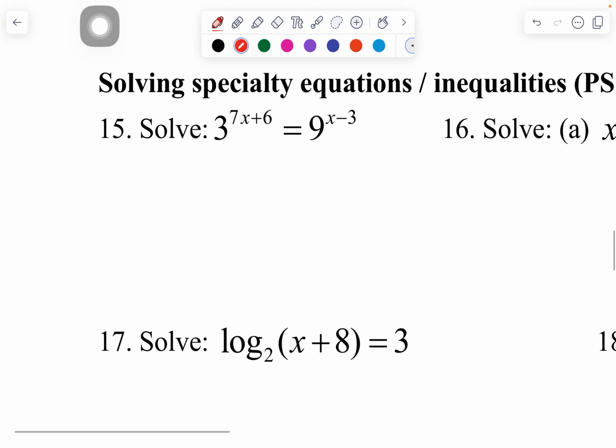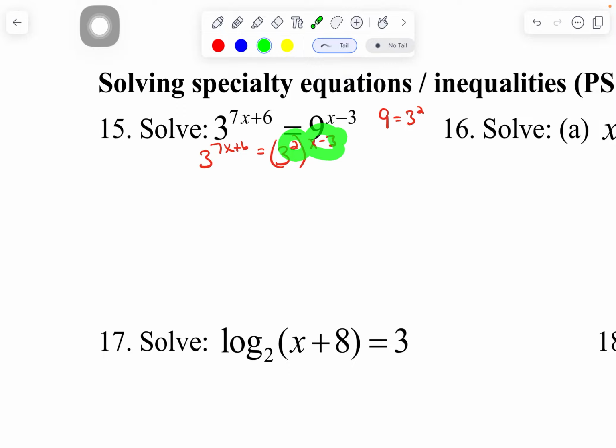I want them to be the same base. And so here's what I know. I know that 9 is equal to 3 squared. So this side's going to stay the same. This side, the 9 is going to be replaced with 3 squared. Whoops, let's write the parentheses the right way. And then x minus 3 keeps the same power. So we're going to do a little power rule here. Power times a power. So we got 3 to the 7x plus 6 equals 3 to the 2x minus 6.